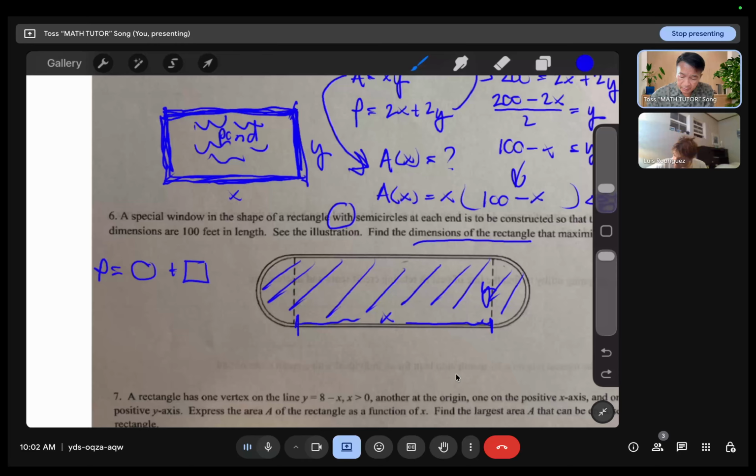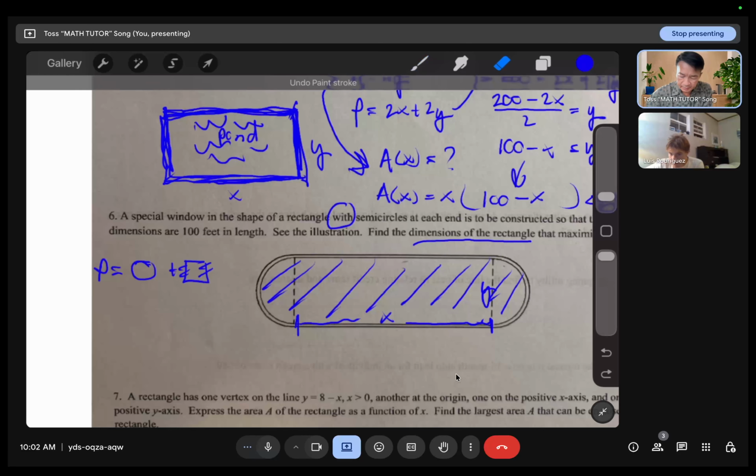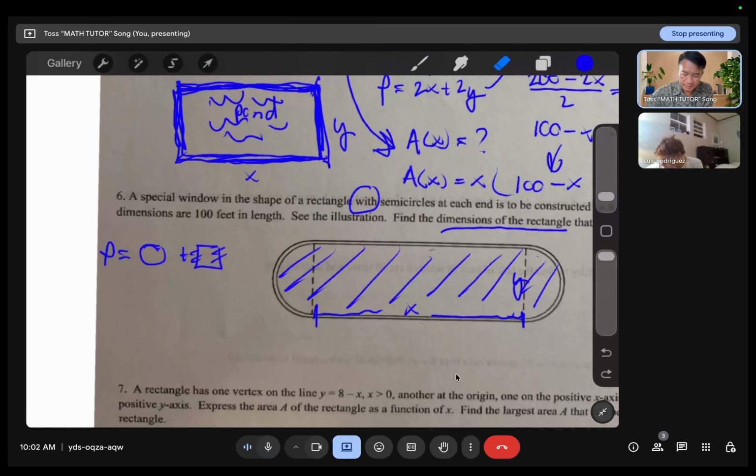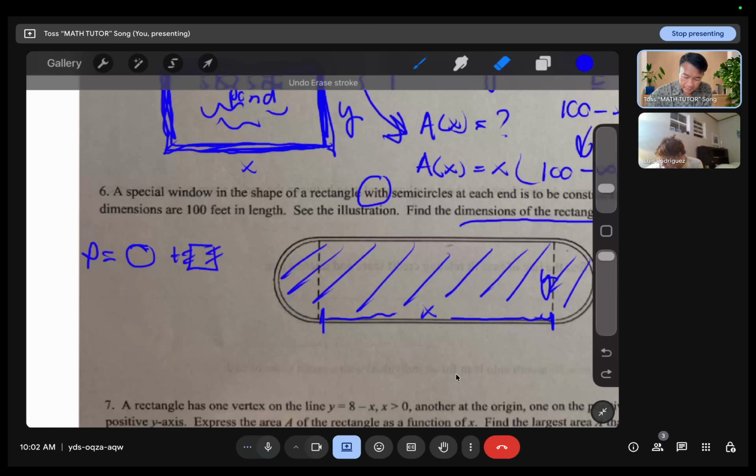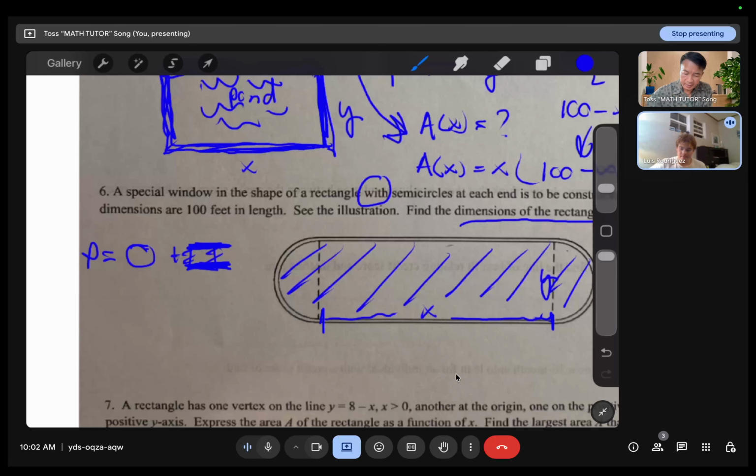So the perimeter around it is basically the circle and the rectangle that involve only this side and this side. Let me see, I'll draw it differently. Oops, shoot, I messed up. So it's just this top right here. Top two. Okay, is that okay?